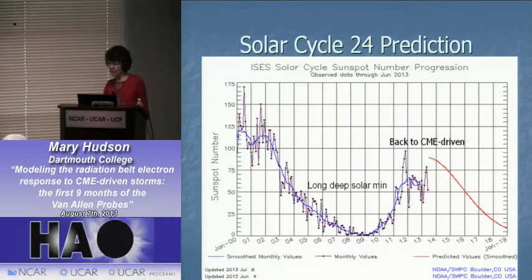All right, so let's come back now to this rise out of the long, deep solar minimum. So move on from the 2008 interval on up to this recovery that we're now seeing. And we're now seeing CME-driven storms again. So that was the good news. We aren't in the middle of a Maunder minimum. Otherwise it would have been really bad news for Van Allen Probes, I think.